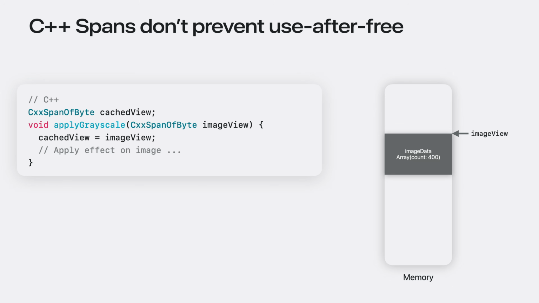Inside apply grayscale, I might store that pointer, maybe in a global variable, like cached view, so other C++ code can use it later. But here's the problem. Once the function returns, Swift may deallocate the array, assuming nothing else is using it. Now, the C++ code is holding onto a pointer that no longer points to valid memory. That's a dangling pointer, and accessing it is a classic use-after-free bug.